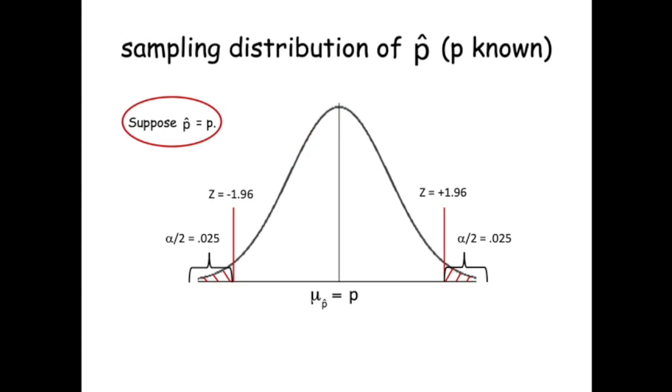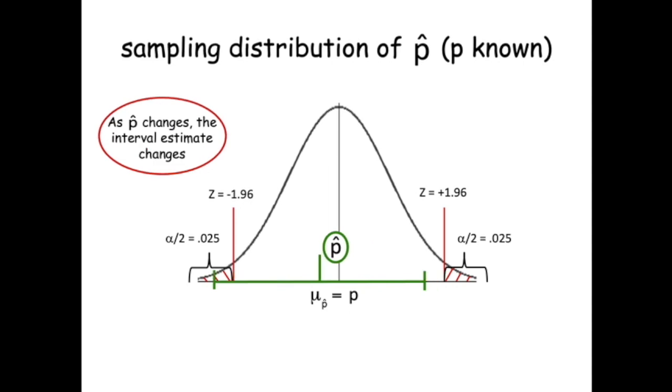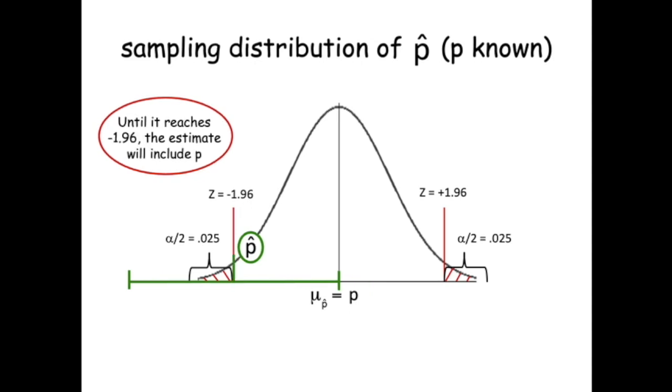Suppose we get a value of p hat that's equal to p. This falls right in the middle of the distribution. If we draw a 95% confidence interval around p hat, the interval will contain p. As our value for p hat changes, so does the interval estimate, because p hat is in the exact middle of the interval. So far, as p hat shifts to the left, the interval still contains the parameter it's estimating. When it reaches a value that standardizes to a z-value of minus 1.96, the upper edge of the interval is exactly equal to p.